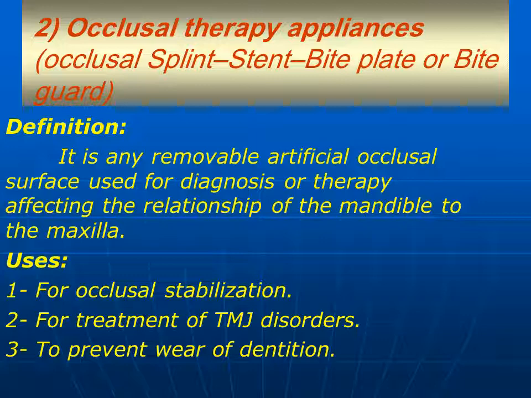Another type of these stents is called occlusal therapy appliances, or we call it occlusal splint, or occlusal stent, or bite plate, or bite guard. This group of appliances is very wide with different designs according to the situation in which we use it. Therefore, any removable artificial occlusal surface used for diagnosis or therapy affecting the relationship of the mandible to the maxilla is called an occlusal therapy appliance.